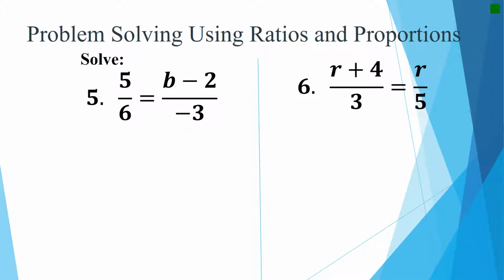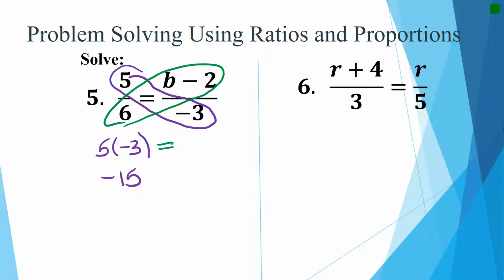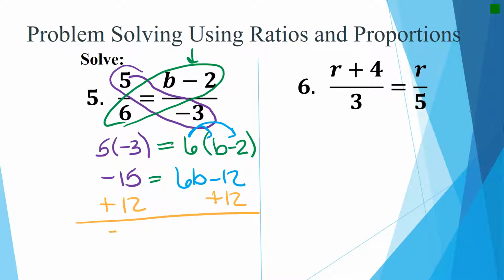Okay, so we're going to do number 5. Number 6 is going to be checkpoint 1. So number 5, I'm going to multiply 5 times negative 3. I'm going to write that out just so you know where I got it. I'm going to multiply 6 times, there's a minus sign. We just wrote down when you have a plus sign, plus and minus signs mean the same thing. You're going to use parentheses. So now I'm going to distribute. So I have 6b, and 6 times negative 2 is negative 12. I'm going to add 12. So I get negative 3 equals 6b.